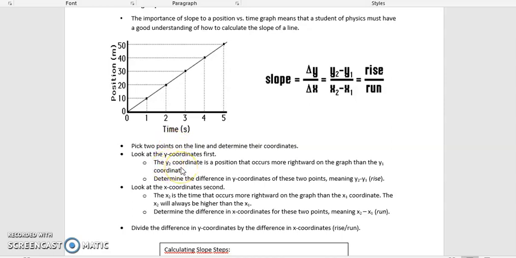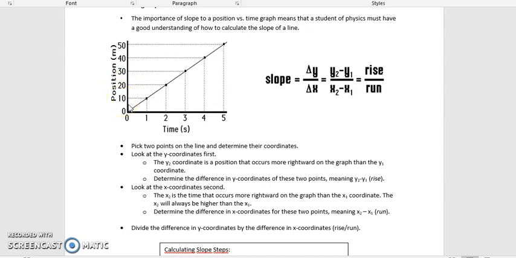The y2 coordinate is a position that occurs more rightward on the graph than the y1 coordinate. So if we used 1 and 2 and 10 and 20, if we look here, this is one of our y coordinates and this is the other. So y2 is the one that occurs more rightward on the graph. So this point occurs more rightward on the graph than this point. So our y2 would be 20, meaning our y1 would be 10.